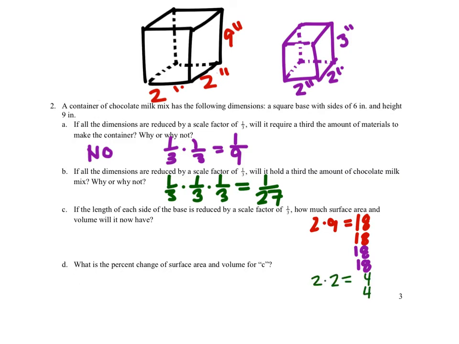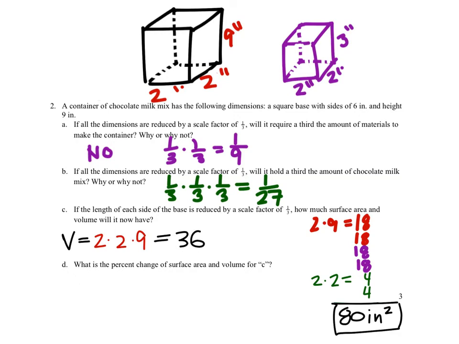And we have 2 of those, one on the top, one on the bottom. Let's add those together. So the surface area is 80 inches squared. To find the volume, we're going to take 2 times 2 times 9, and that gives us 36 inches cubed, because it is three-dimensional. So what's the percent change of surface area and volume?